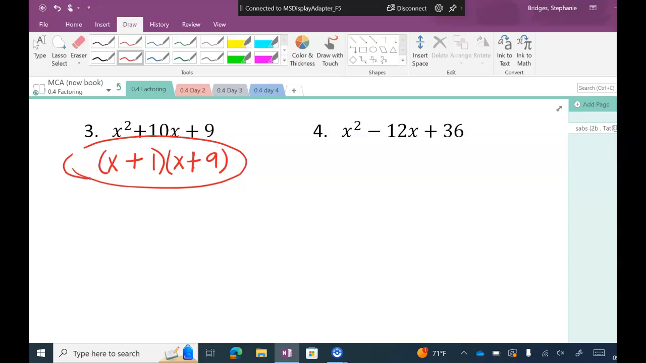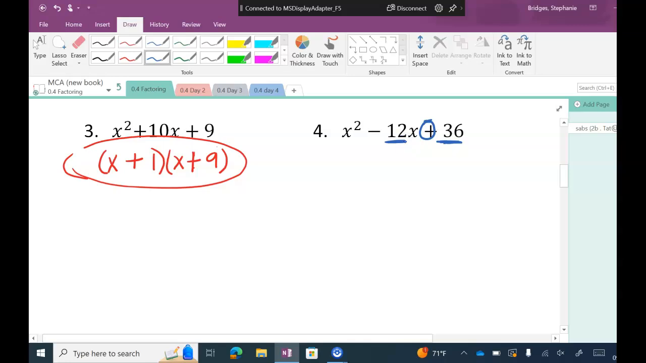Okay. All right, so number 4, we have x squared minus 12x plus 36. First question, do we have a GCF? Do all 3 of my terms have anything in common? No. All right. So again, we are looking for numbers that multiply to give me 36 and add to give me 12. Okay, so you've got to think about your factors.